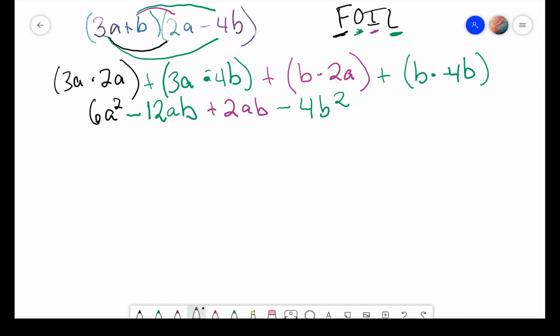Now let's see if we can combine any like terms. So there are no more 6a squared, so 6a squared comes down. There are two ab's, so those I can combine. Negative 12 plus 2 is going to give me negative 10ab. And then there's no more b squared, so that stays the same. And that should be our answer.